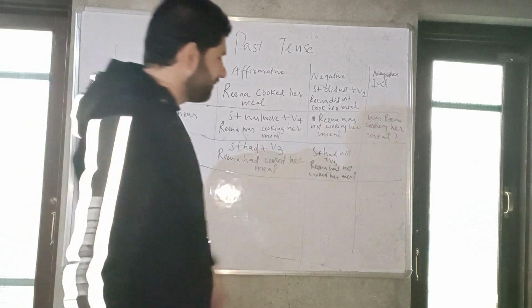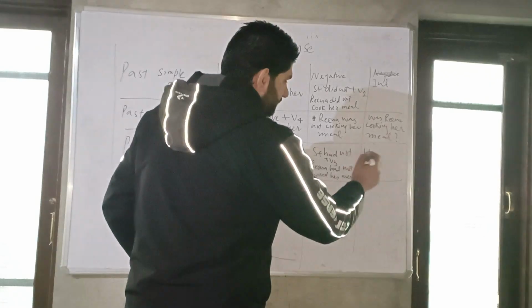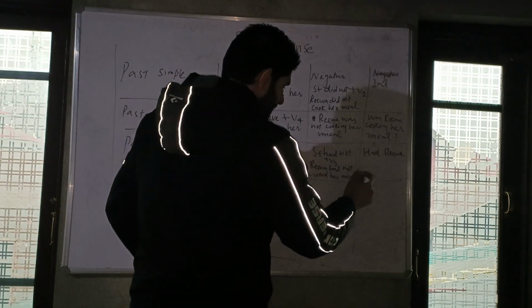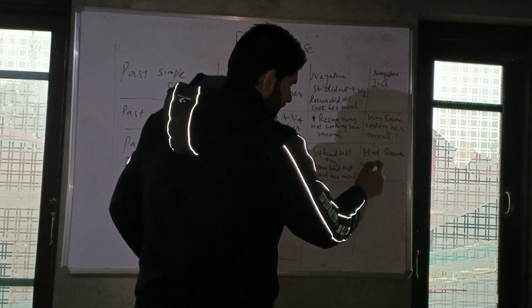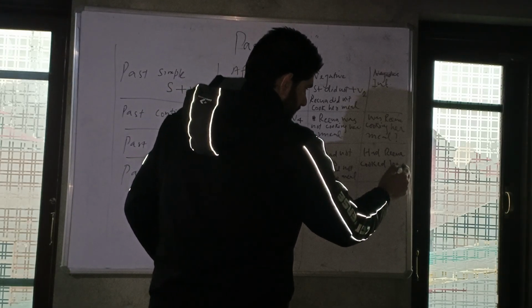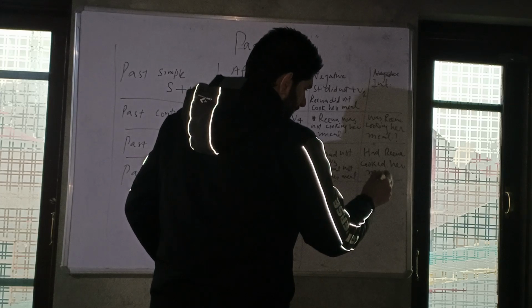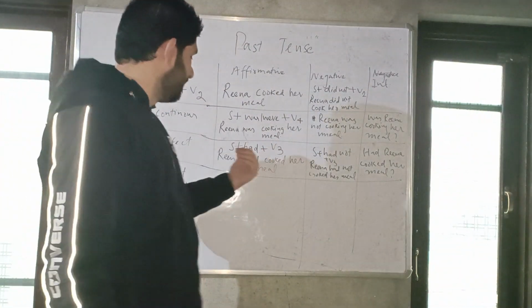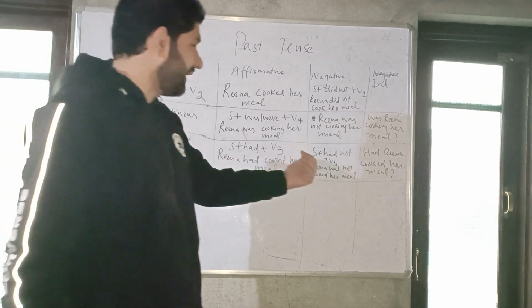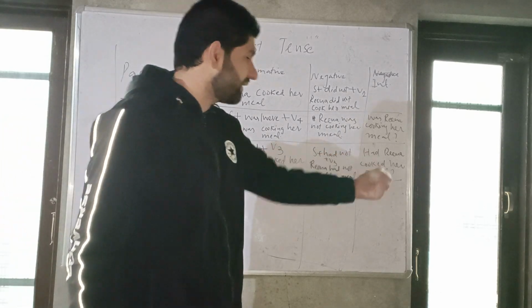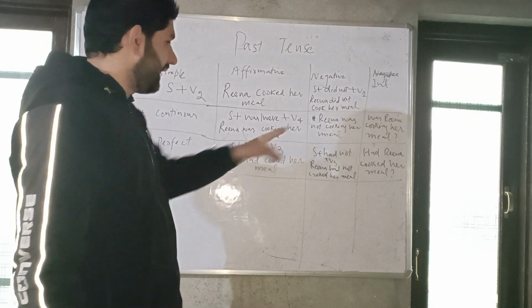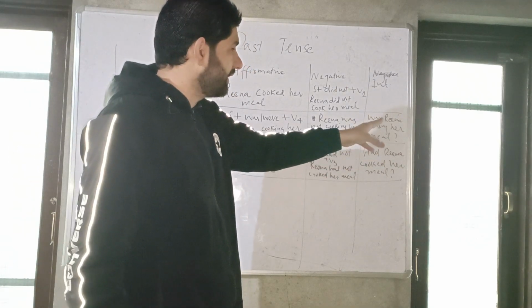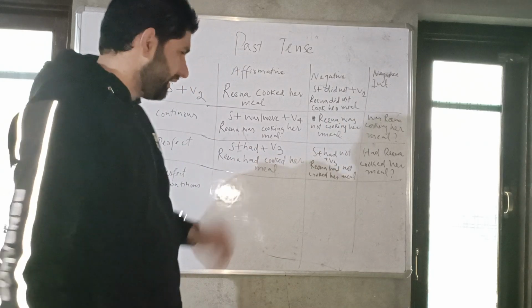So here what will it become? Had Reena cooked her meal. So this is how it goes. Reena had cooked her meal. Reena had not cooked her meal. Had Reena cooked her meal. So if we go into negative interrogative, it is simple, hadn't. And similarly here it will be wasn't. Okay, I hope it's fine.